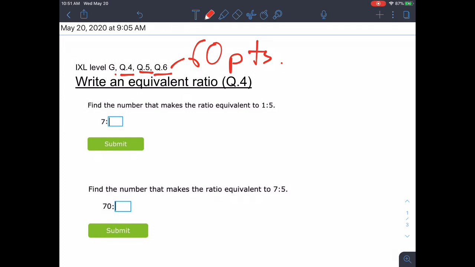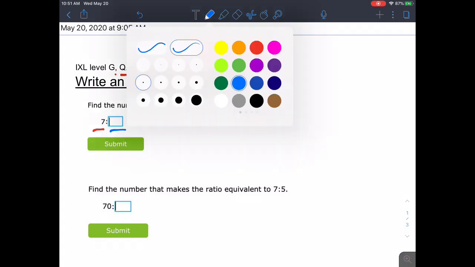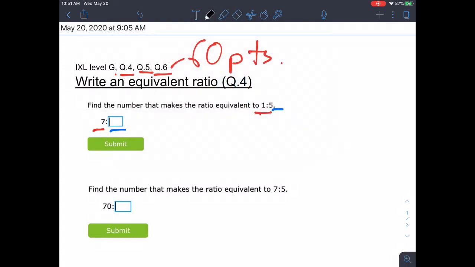slightly different. So it says write the number that makes the ratio equivalent to 1 to 5. Then it gives you 7 to blank. So we always want to make sure if we're looking at the first number, we're looking at the first number. And if we're looking at the second number, we're looking at the second number. This problem I can look at and just figure it out mathematically. If it helps, I could also put this into a table.